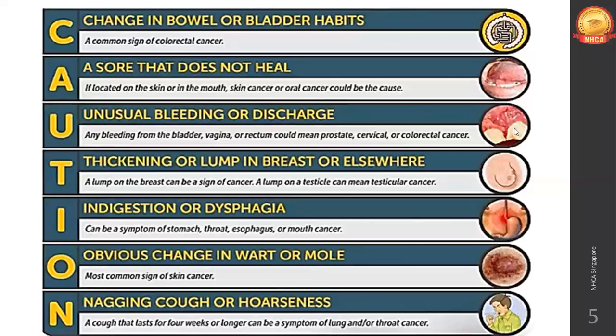Then N stands for nagging cough or hoarseness in the voice. A cough that lasts for more than 4 weeks. It's not getting cured. That could be a symptom of lung cancer or throat cancer. Hoarseness in the voice means a very rough voice. The voice has changed. First, it was smooth. The opposite of hoarse is smooth. And you don't have a smooth voice, you have a very rough breaking voice. That is hoarseness. That could be a sign of throat cancer. So this is a mnemonic you can remember. You can take a screenshot of it as well for future reference.